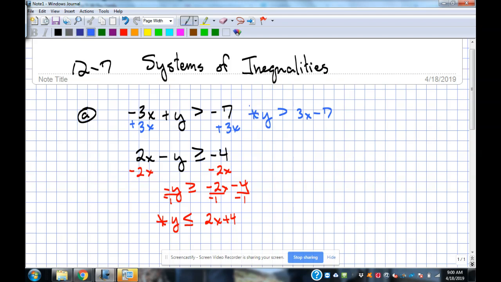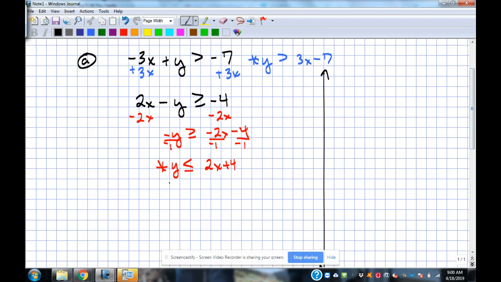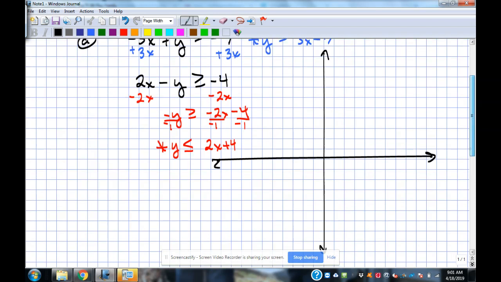Okay. So those are the two that we're going to graph. So we're just going to draw a coordinate plane, graph those two inequalities, shade them correctly, and we should have an answer. I'm going to make sure I got plenty of room. Looks like the y-intercept's negative 7 and then positive 4. So I got to have a good bit of room in both directions.